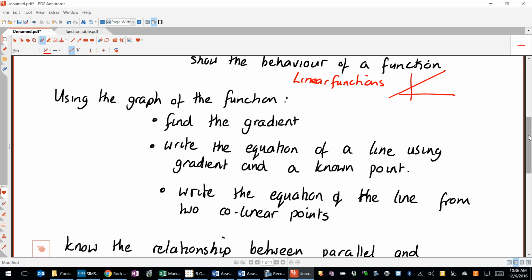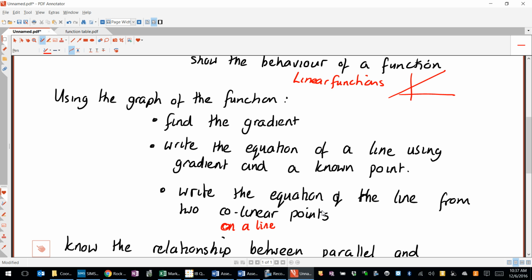Do you know what I mean by collinear? Any ideas? Collinear means? Collinear means on a line. That's what I wanted to write. Just on a straight line. So you're told if it's a linear function, collinear just means on a line, on a straight line. Okay, collinear. So they share the same line, basically. So if you're told 2 points are collinear, you know it's on a straight line.